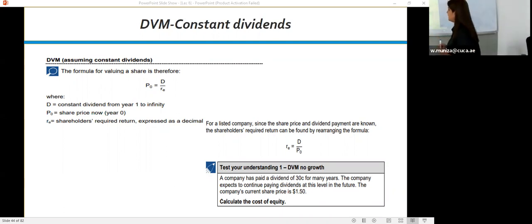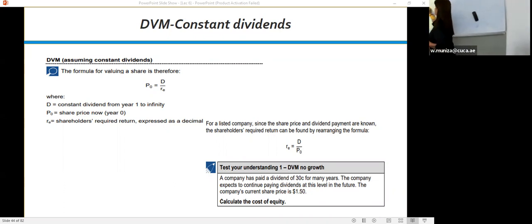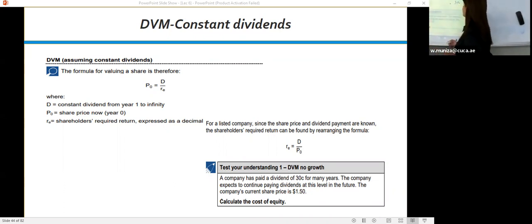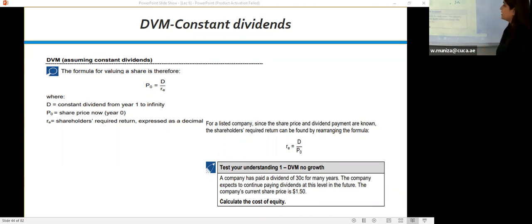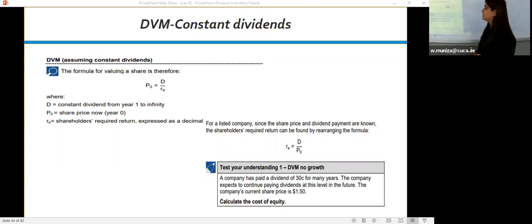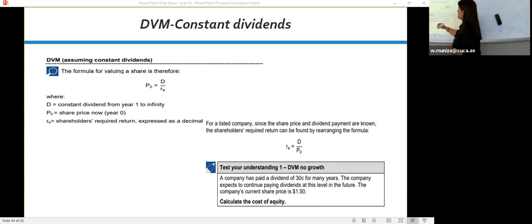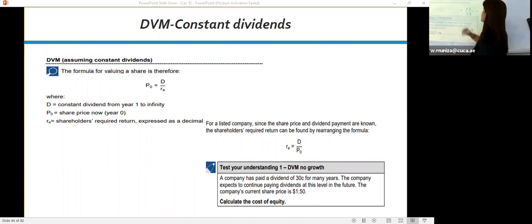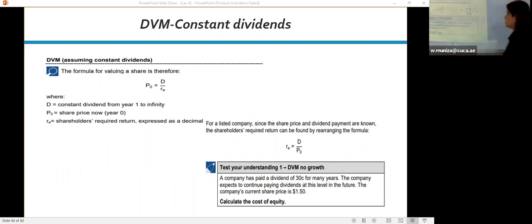A company has paid a dividend of 30 cents. The company expects to continue paying dividends at this level in the future, so there is a constant dividend. The company's current share price is $1.5. So $1.5 can be converted into cents, or 30 cents can be converted into dollars. So you can take it as 0.3 divided by 1.5. So this is going to be the required rate of return, that is, the cost of equity. Got it?